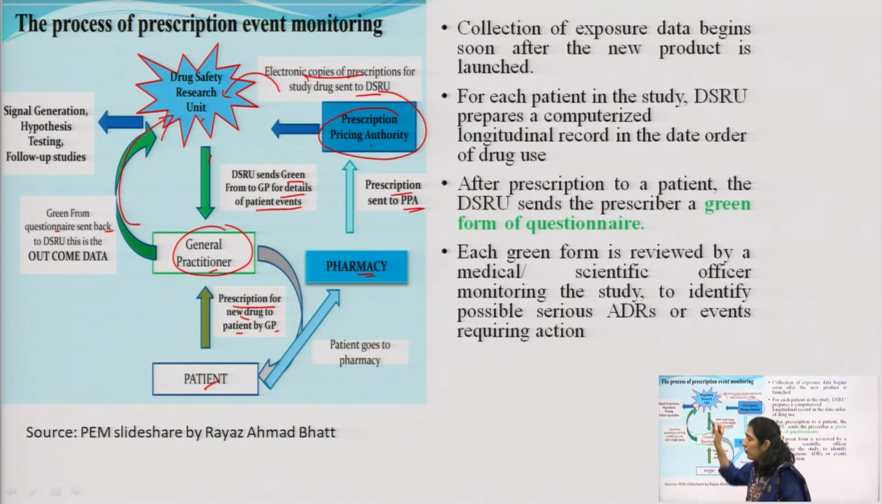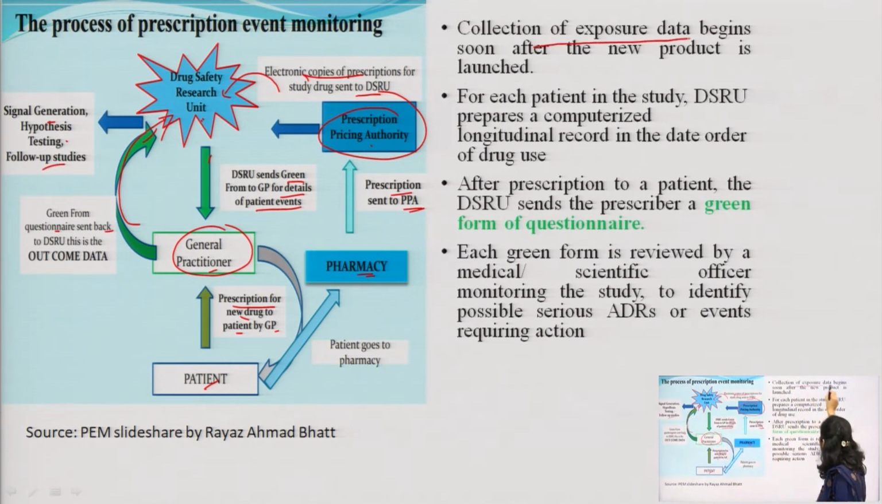और इस particular questionnaire को स्टडी करता है DSRU and tries to find out कि ड्रग की वजह से कोई adverse reactions तो नहीं हो गए. So it helps in signal generation. This data will be used for hypothesis testing. This data will be used for follow-up studies.